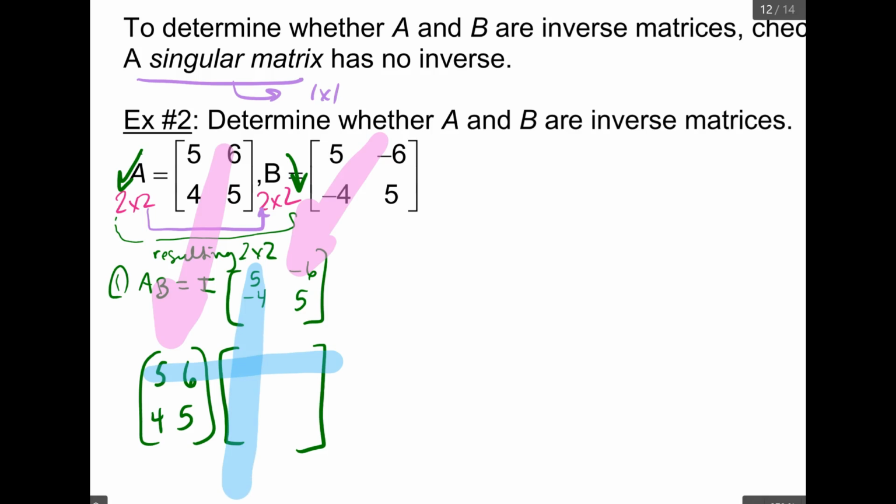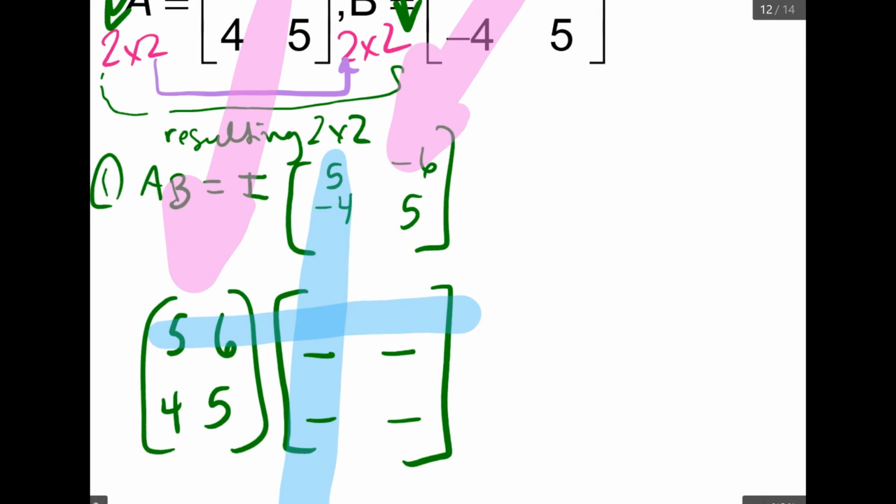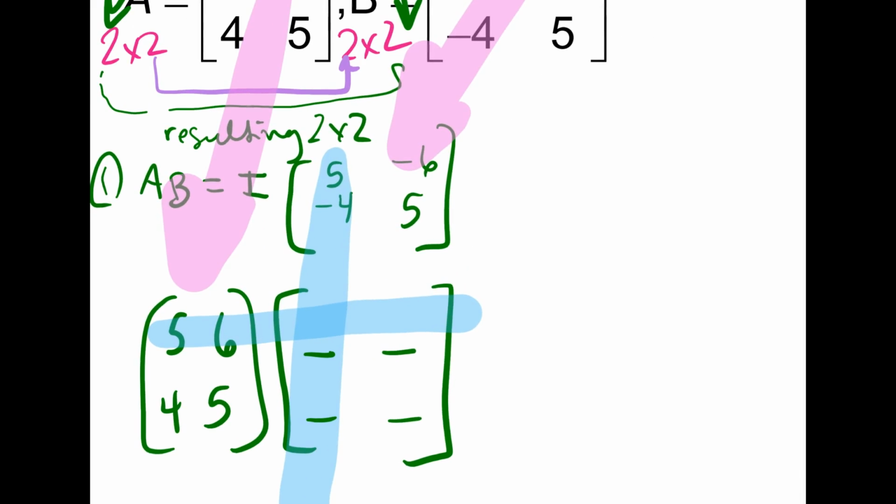So this should be a 2 by 2 matrix, so I have 4 places where I need to find the numbers. How do I find what should be in the top left corner? How do I find that value? Row 1 by column 1. Yep. So I go through row 1, I go through column 1.